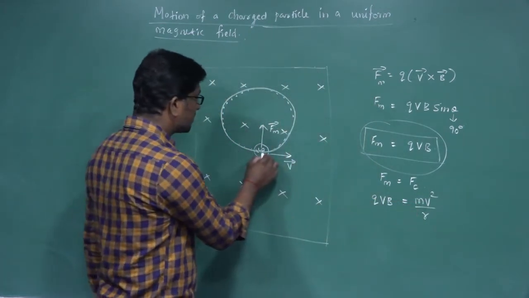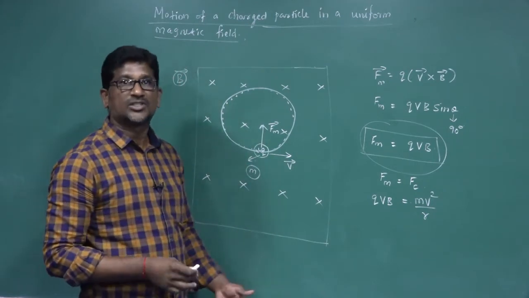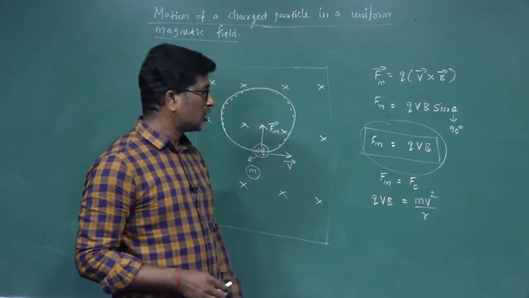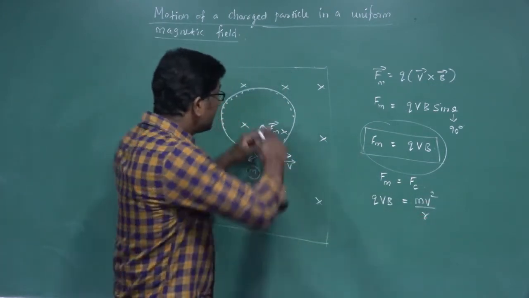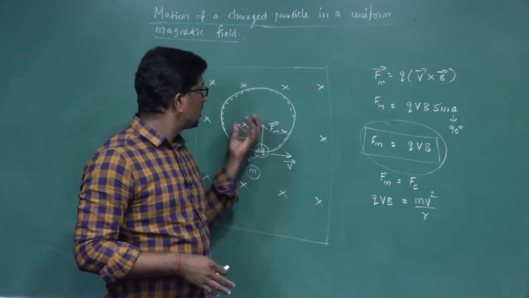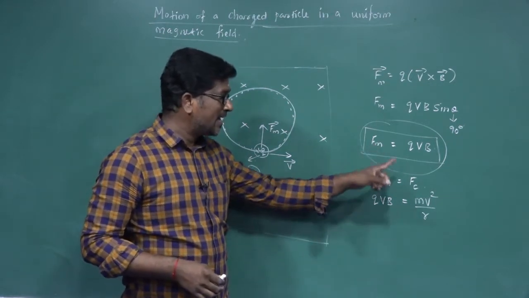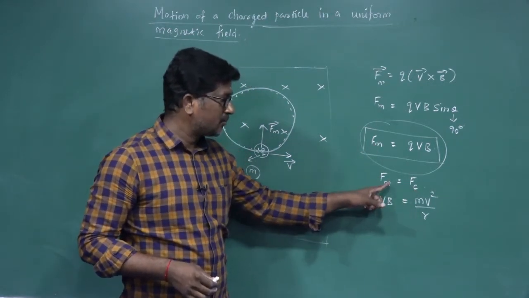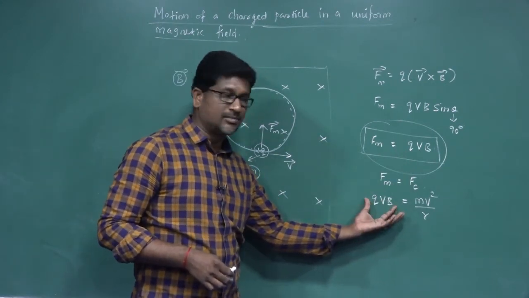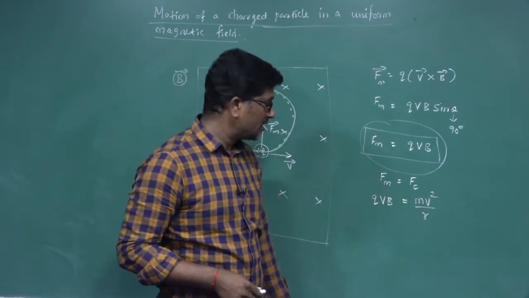Here m is the mass of the charged particle, v is the velocity of the charged particle, and r is the radius of the circular path described by the charged particle due to the magnetic field. The magnetic force acts as a centripetal force, so magnetic force is equal to centripetal force. Magnetic force is QVB because it is the maximum value, and centripetal force is given by the formula mv square divided by r.